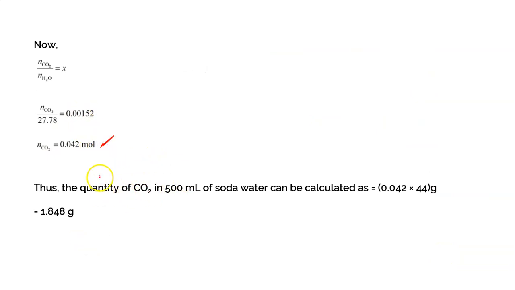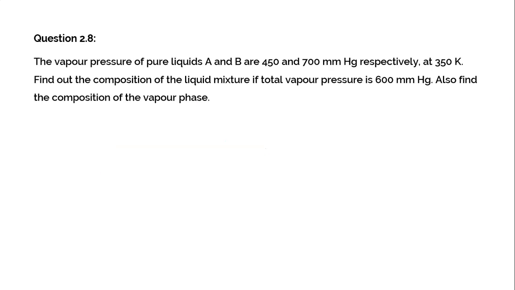But in the question they asked you about the quantity. The number of moles you have, but you need to know W, which is nothing but number of moles into gram molecular weight. The number of moles is 0.042. You just calculate it, and the gram molecular mass of CO2 is 44. So on multiplying, the mass of carbon dioxide is equal to 1.848 grams. I hope you have understood the approach to this problem. Let's move on to the next one, question number 2.8.